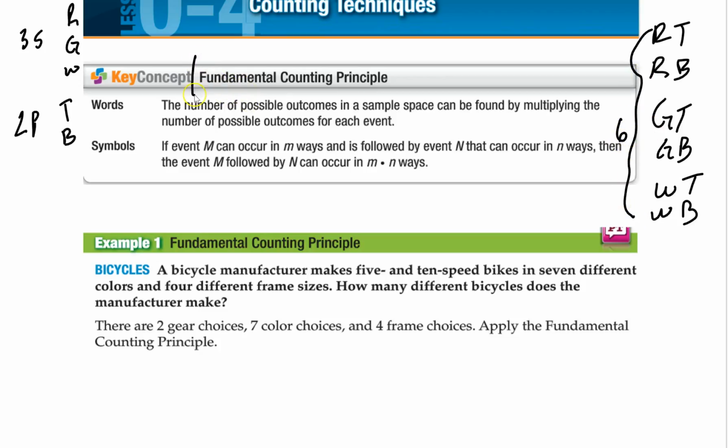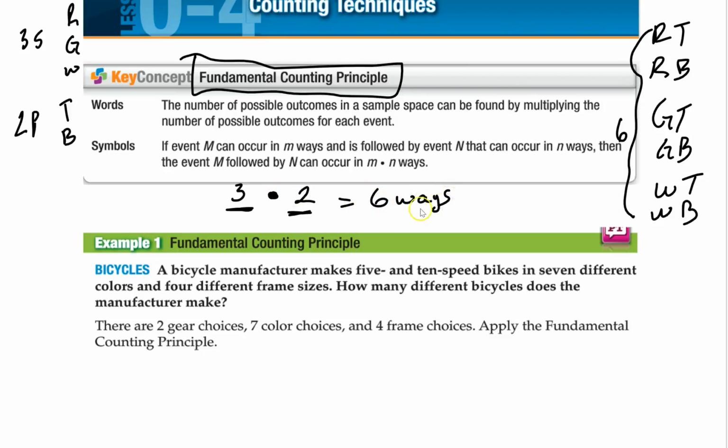What the fundamental counting principle says is that instead of laying out all the options, all you have to do is figure out how many options you have for each one. So for shirts, I have 3 options. For pants, I have 2 options. All you need to do is multiply these 2 things, and I get my 6 possible ways of dressing myself in the morning. So that's the fundamental counting principle. When you have options, you just multiply them together.